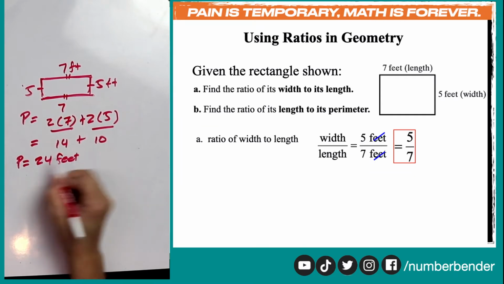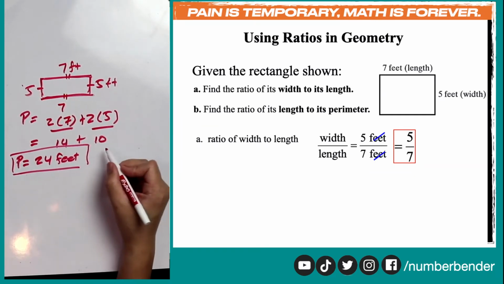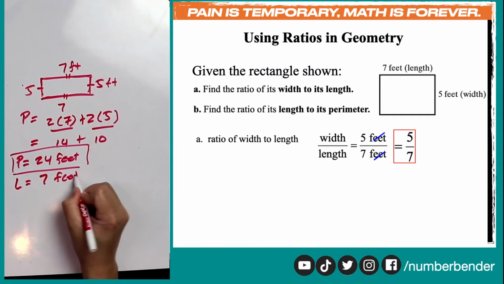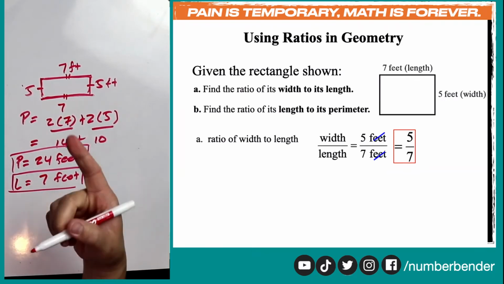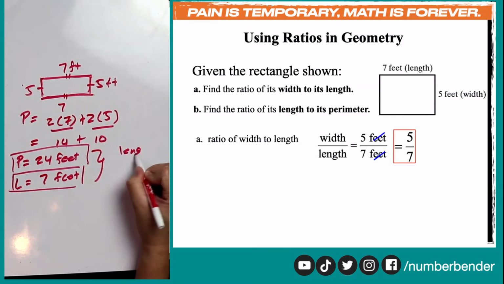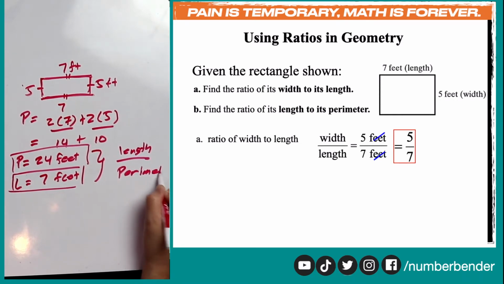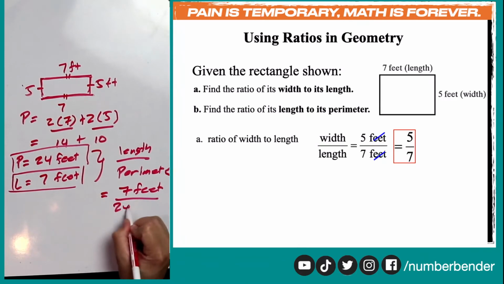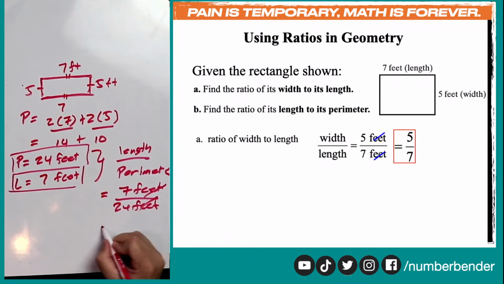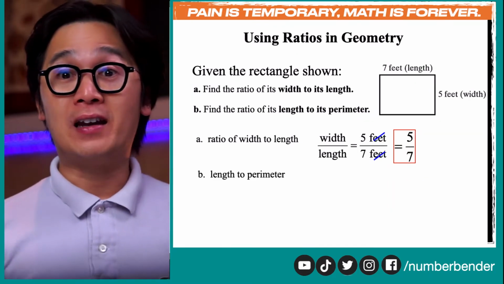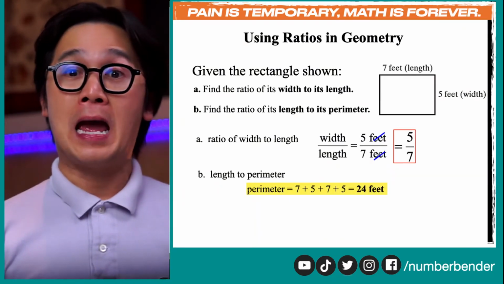So that means we now have the perimeter and we also have the length. And the length is equal to 7 feet. And we are now ready to write the ratio of this rectangle from length to its perimeter. So that will be length first, all over perimeter, and we know that our length is equal to 7 feet all over 24 feet, and by simplifying the fraction, we now have 7 over 24 as the fraction form of the ratio of the length of this rectangle and its perimeter, which happens to be 24 feet.